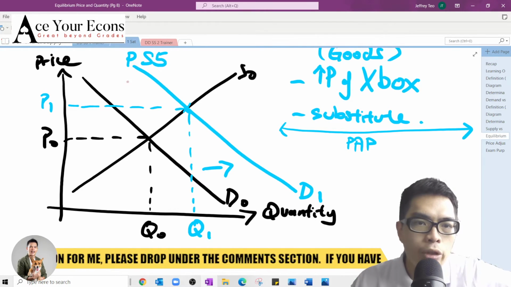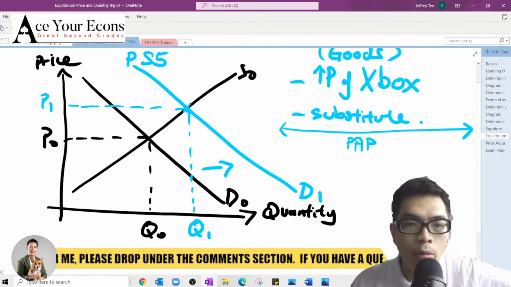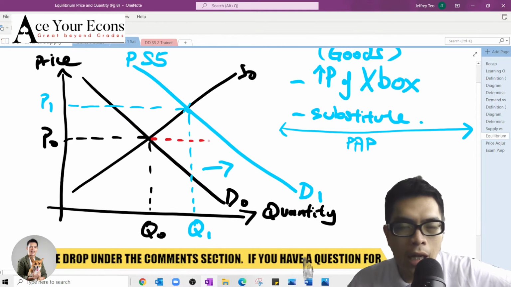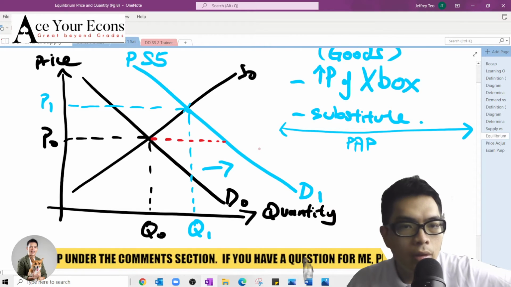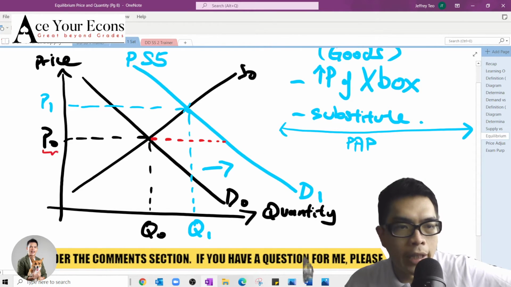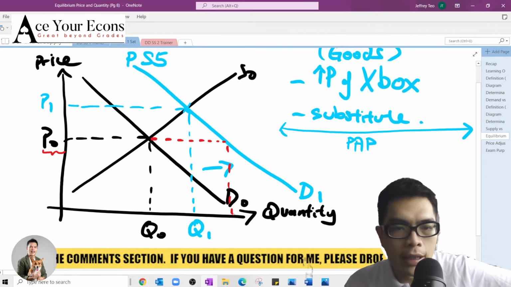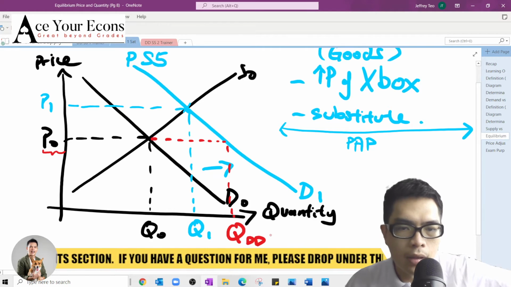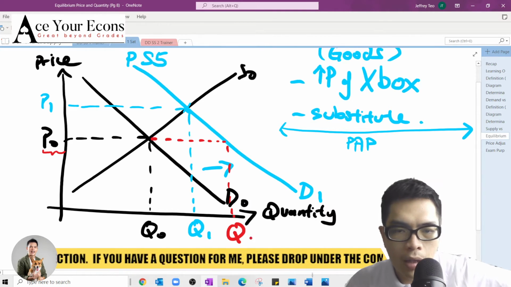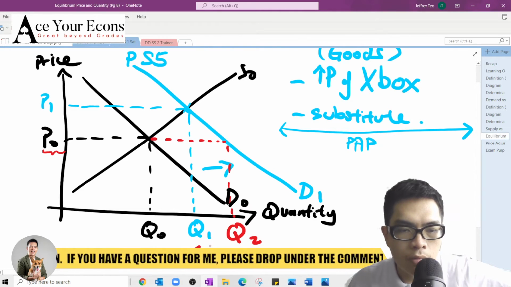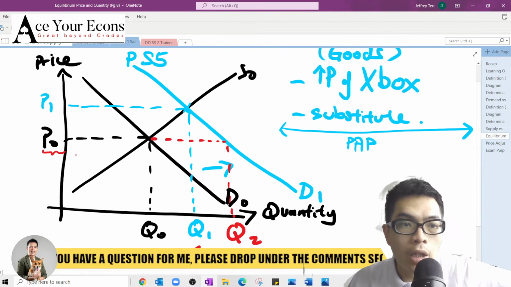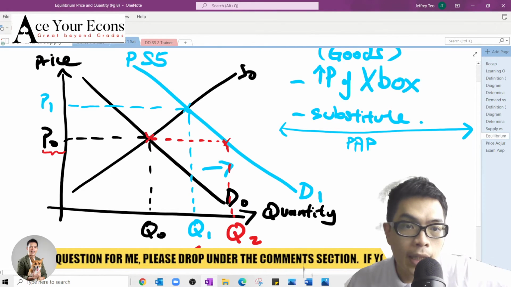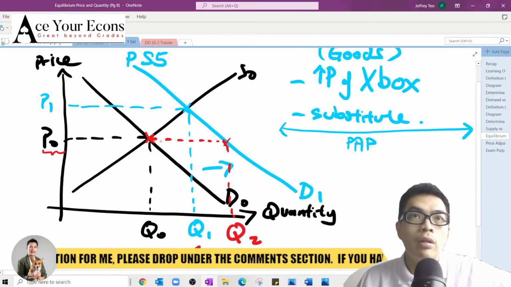The first part that you want to illustrate is before P1 and Q1 happens. We know that when there's an outward shift in your demand curve, at your constant price, your quantity demanded, let's say Q2 here, will exceed Q0. Do we agree? So at every P0, your quantity demanded exceeds your quantity supplied. Are you all following me?